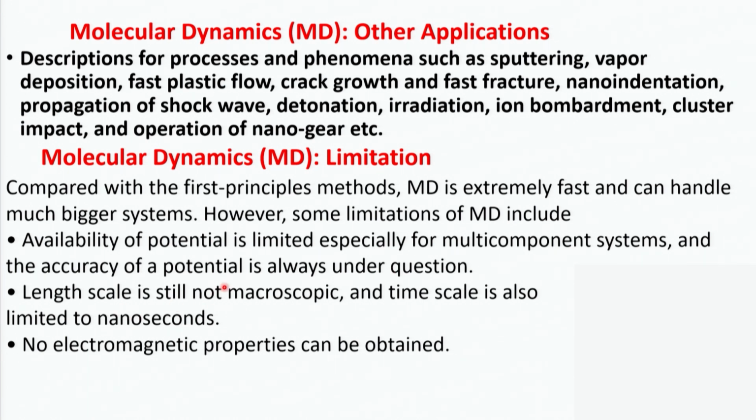And length scale is still not macroscopic. So maybe in the range of some nanometers, but it is not in the macroscopic range, and time scale is also limited to nanoseconds. Okay, so even going to microseconds is also very difficult and time consuming. So no electronic property, no electromagnetic property, no magnetic property can we get using the molecular dynamics methods.